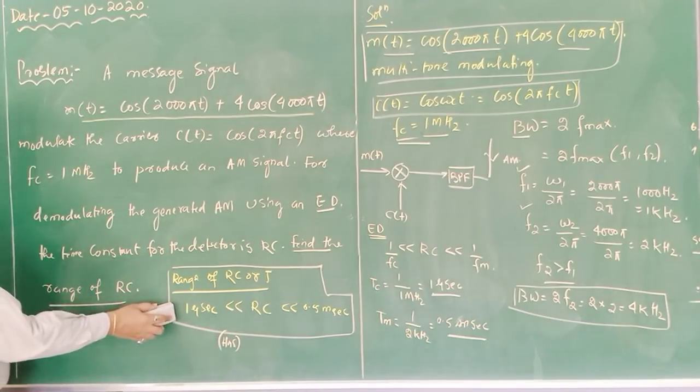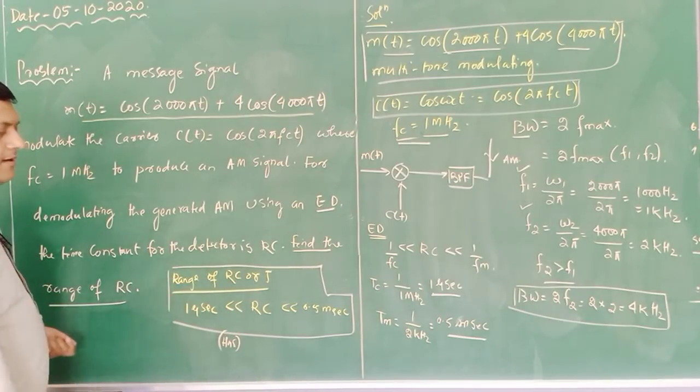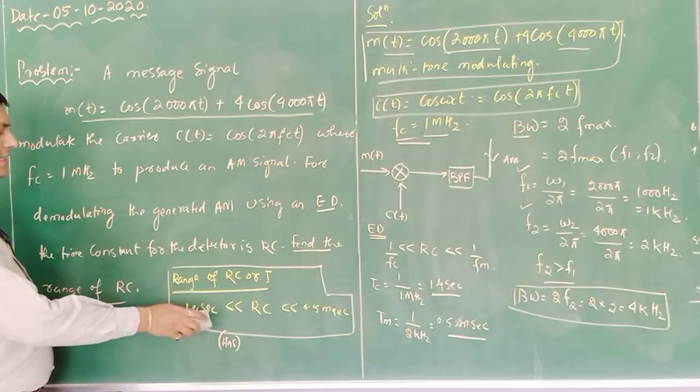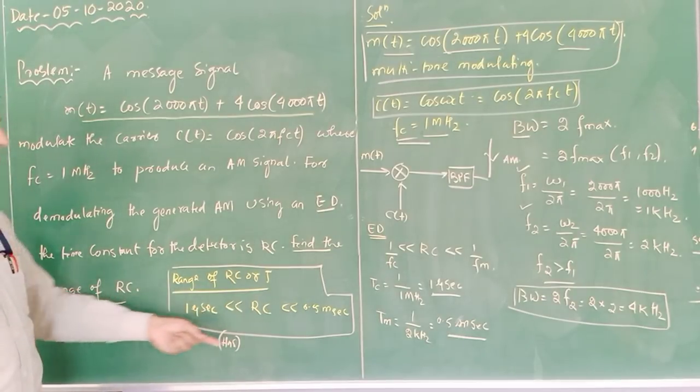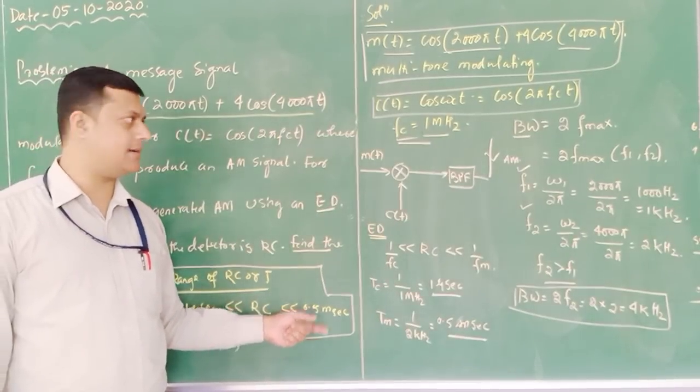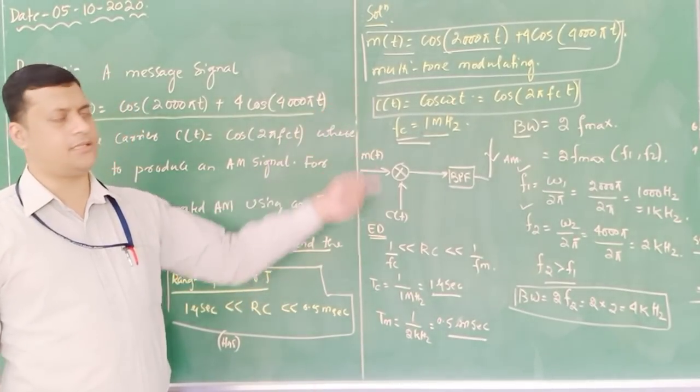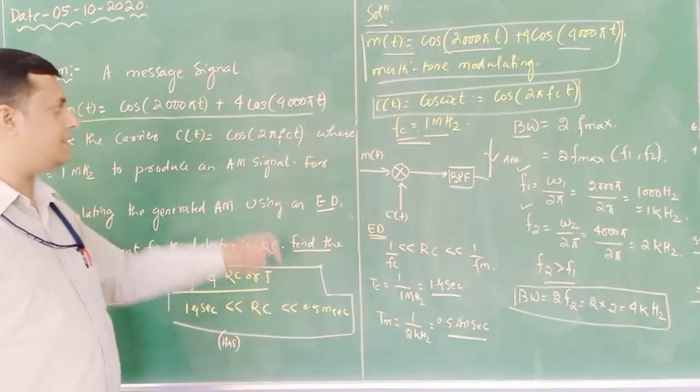So our answer is: the range of RC, or the time constant, lies from 1 microsecond to 0.5 millisecond. For what purpose? For these are the analogy or these are the given data.